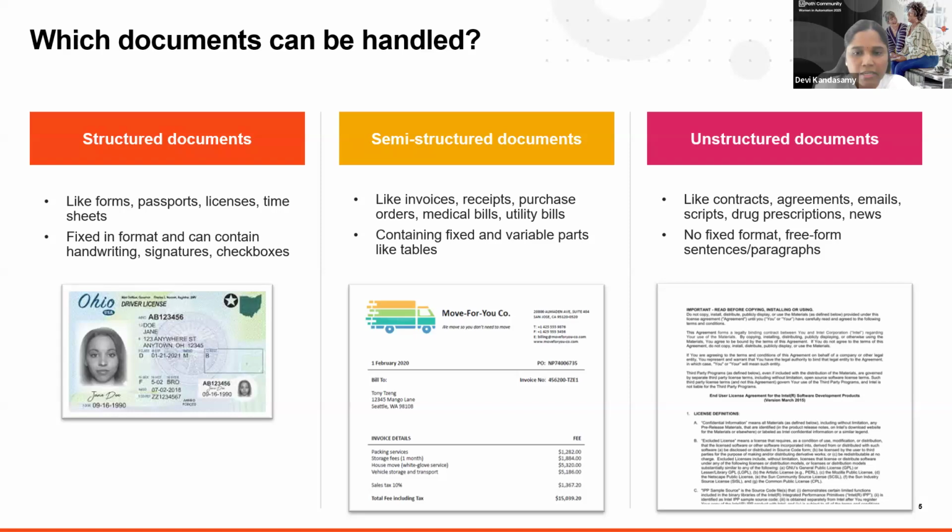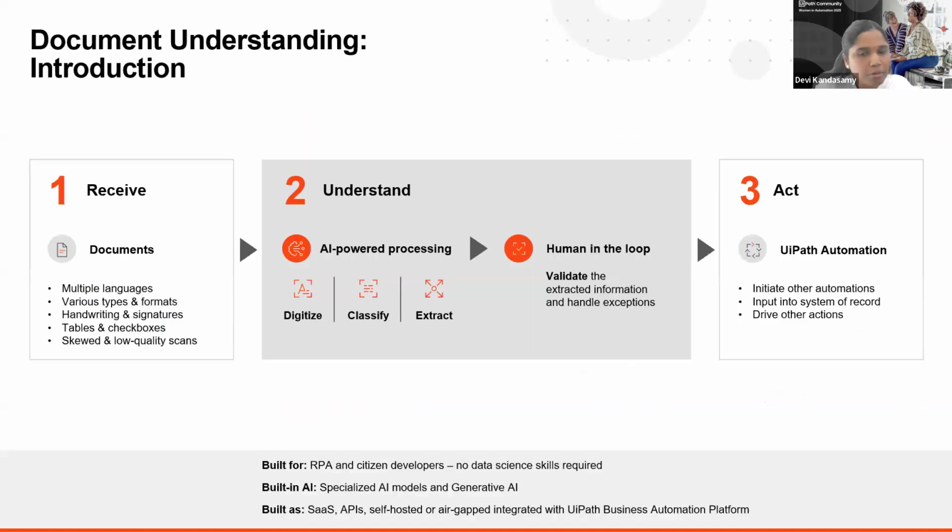And thus, Document Understanding with UiPath is a powerful solution that enables automation of document processing. It helps businesses extract and interpret information from various document types, such as invoices and purchase orders, and it can also handle multiple languages. It is capable of reading handwritten text, signatures, and formats such as checkboxes and tables. And as you see, the middle part is the most difficult part of document processing.